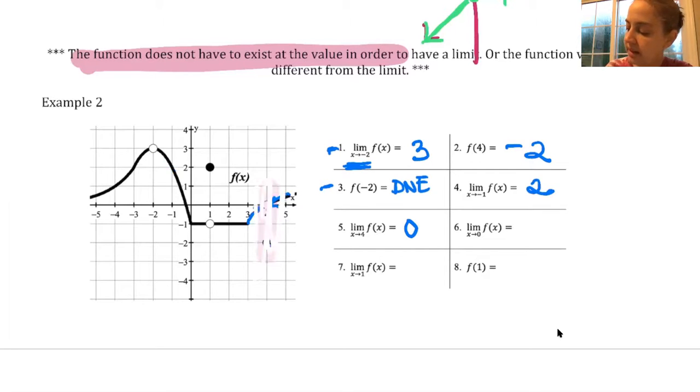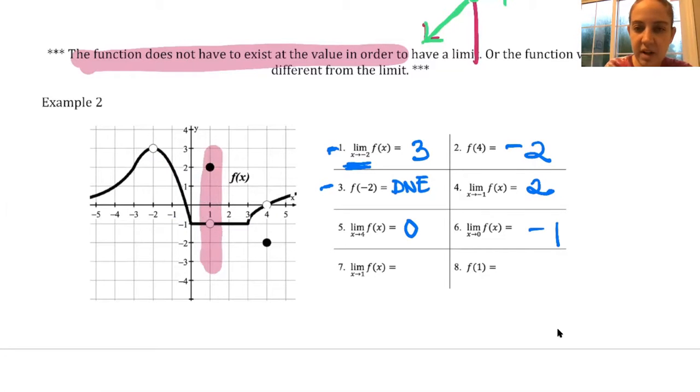Number 6, the limit as x approaches 0 of f of x. So here's 0. Here's my x value approaching 0. What's the limit? Down here, your y value is -1. And then the limit as x approaches 1, this is number 7. So here's x approaching 1. There's your x value of 1.